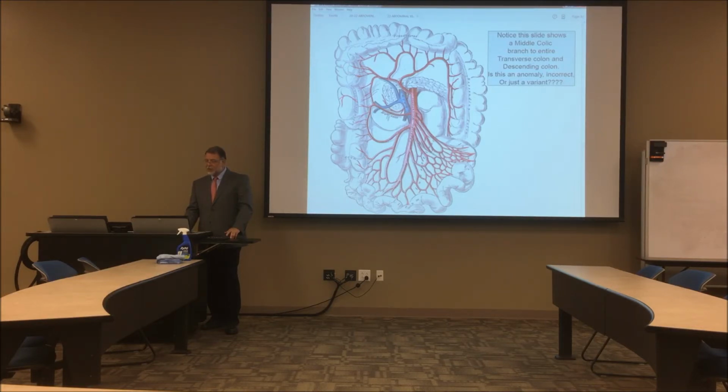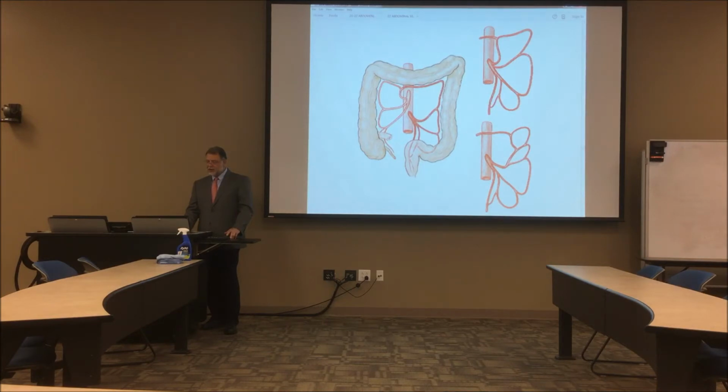There's a comment here showing that the middle colic artery branches to the entire transverse colon and descending colon. So is this an anomaly, incorrect, or just a variant? This is a diagram, a picture, a drawing. So probably some part of the middle colic artery can go this way, but the inferior mesenteric artery is also going to give a left middle colic for this matter. And these are variants, as you can see in these three different ways of showing.